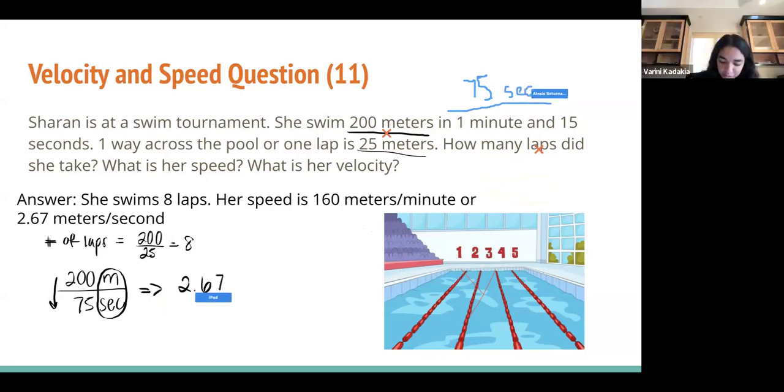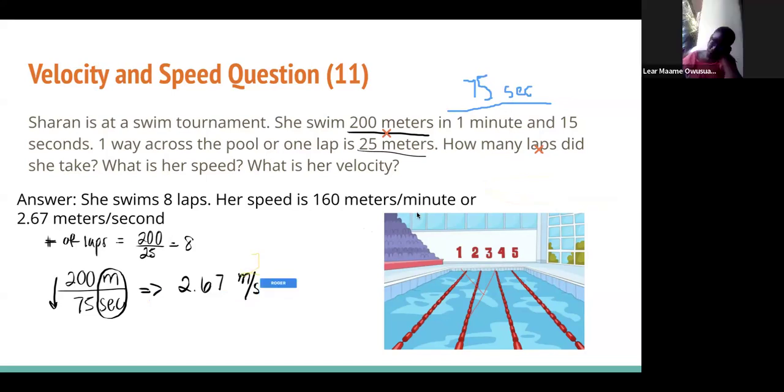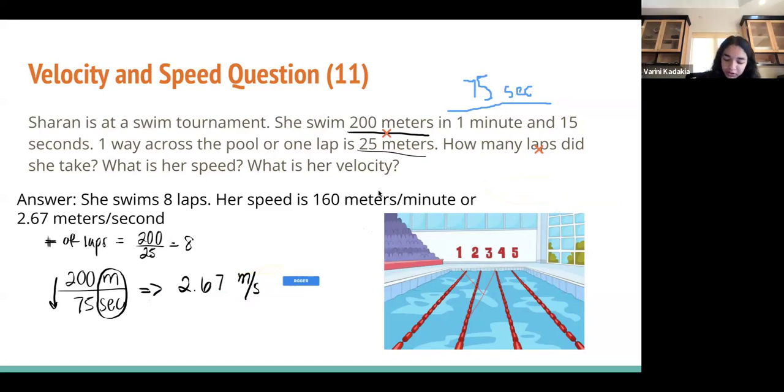200.67 meters per second. Does that make sense? Okay. And then we've come to the conclusion that her velocity is 0 because she keeps going back and forth, so it cancels out. Okay.